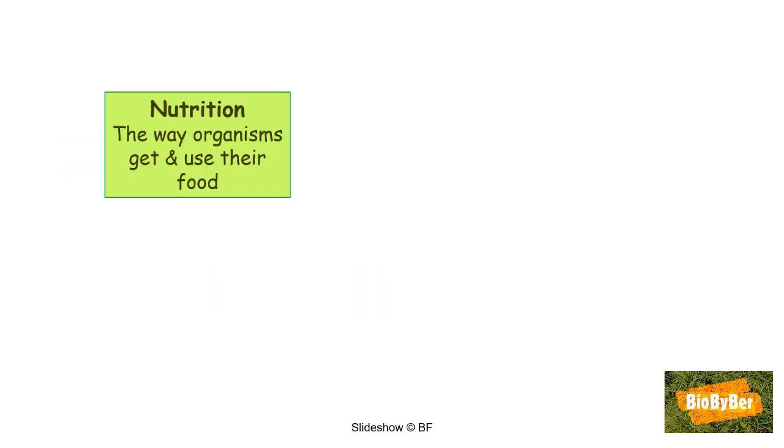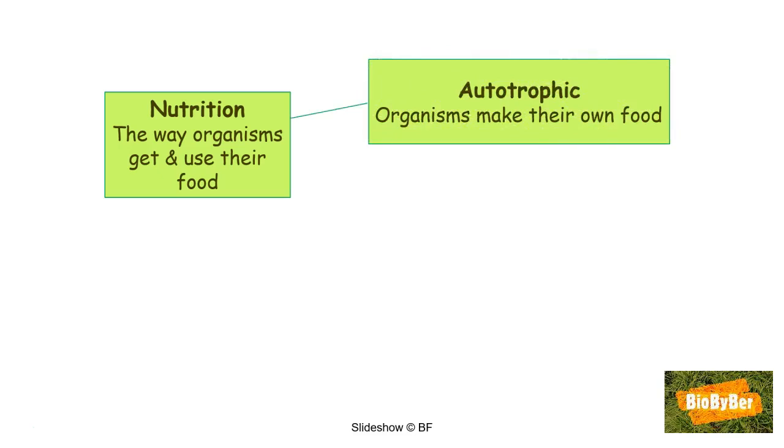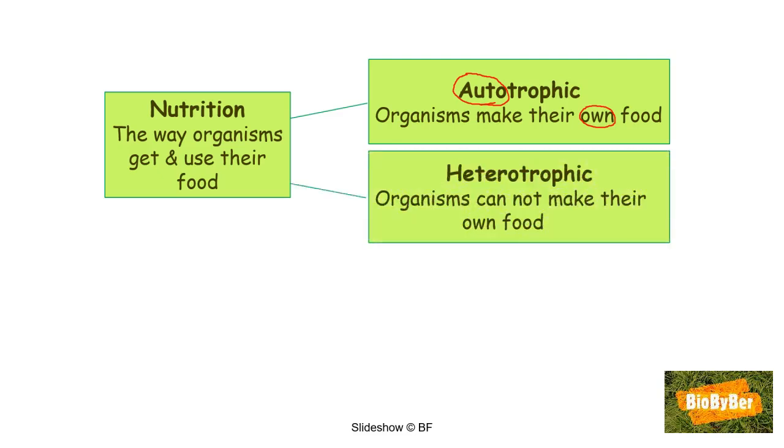We also met the idea of nutrition in the section on photosynthesis and in the section on bacteria. Do you recall that there were two types of nutrition? The first type of nutrition was autotrophic nutrition. You make your own autograph. Autotrophic nutrition is where organisms make their own food. These would usually be green plants. The other type of nutrition was heterotrophic nutrition, where organisms cannot make their own food.